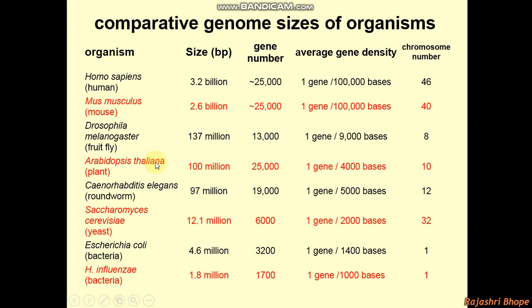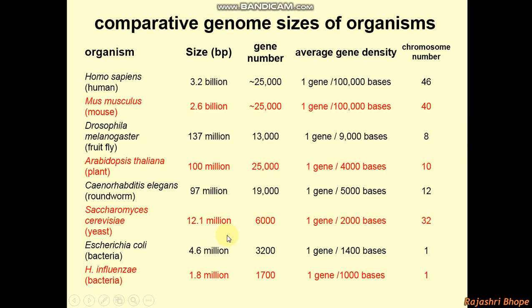Then the model plant Arabidopsis thaliana. The size of the genome is 100 million, that is 100 times 10 raised to 6 base pairs. Number of genes is 25,000. Average gene density is one gene per 4,000 bases, meaning after each 4,000 bases one gene is present, and chromosome number is 10.